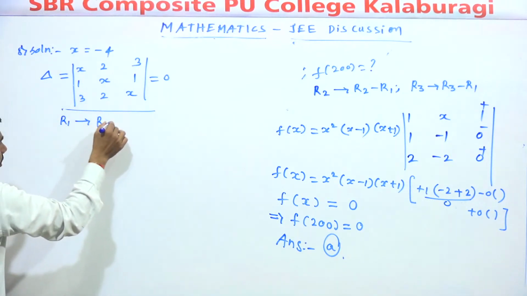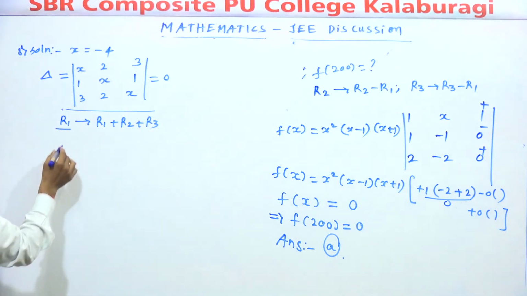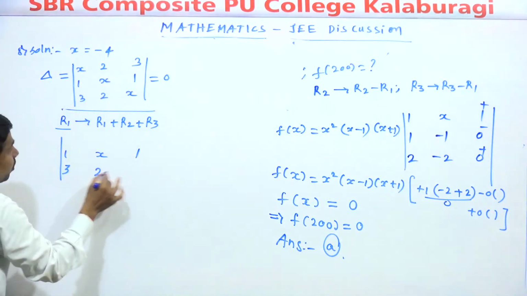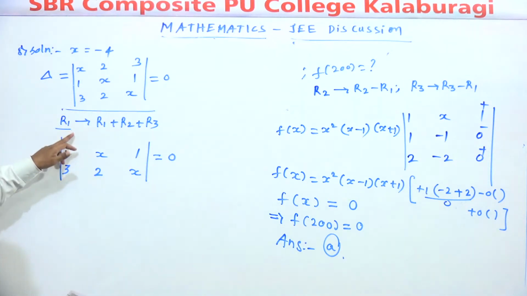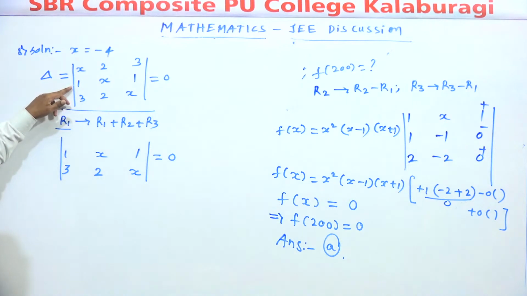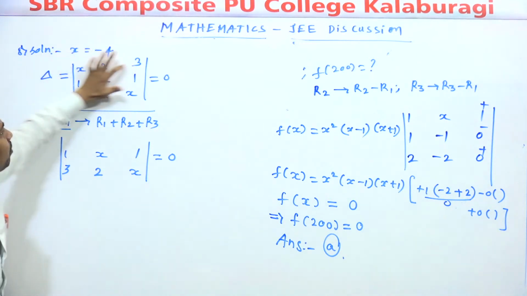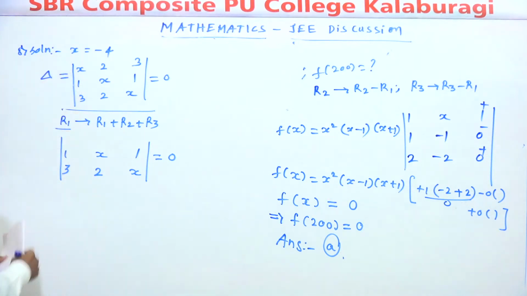R1 changes to R1 plus R2 plus R3. We are applying it on R1, so let us keep R2 and R3 as they are: 1, x, 1 and 3, 2, x. Because you are not applying the operation on R2 and R3, only on R1. This operation should apply for how many elements? 3 elements, x, 2, 3, because all these belong to R1. What is the corresponding R2 element for x? 1. What is the corresponding R3 element? 3. R1 plus R2 plus R3 gives x plus 4.